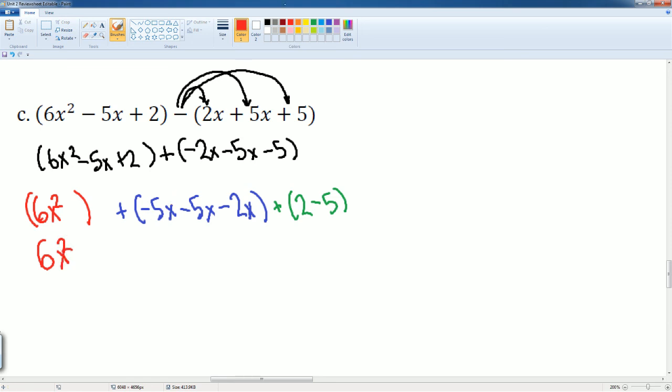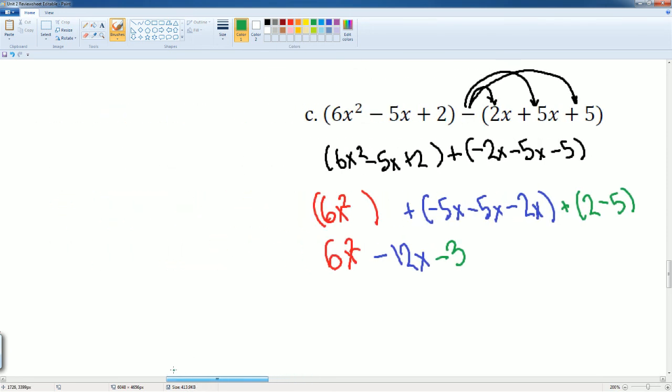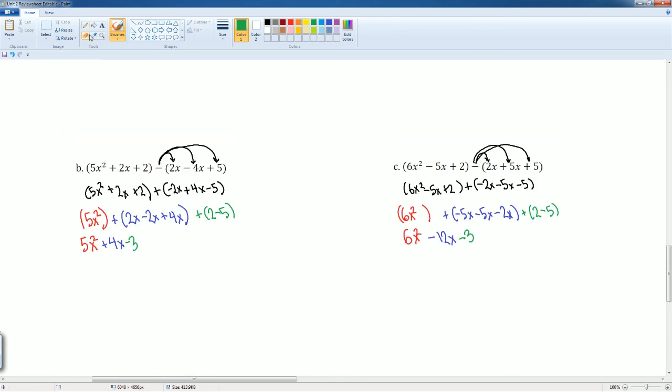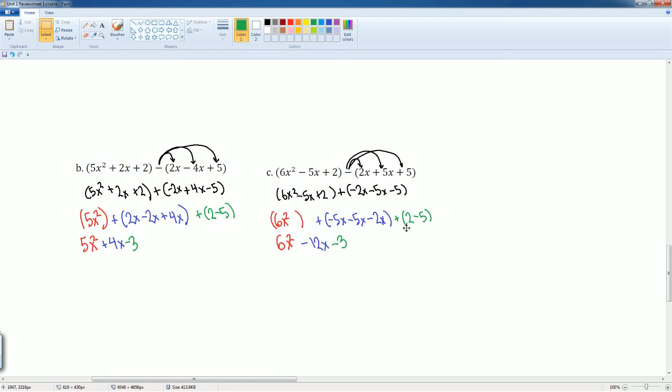What happens to the blue? Well, we have a negative 5x, minus 5x, and a minus 2x. Together, that got us negative 12x. And what about 2 minus 5? Well, that just becomes negative 3. That looks like our previous problem. So, let's bring that together so you could see it a little bit better. Notice that it is like our last problem.